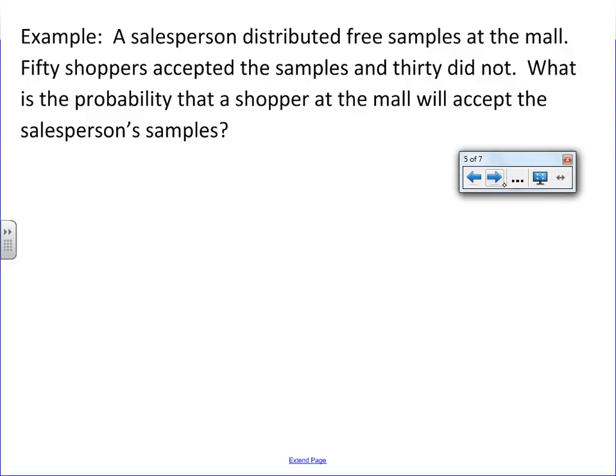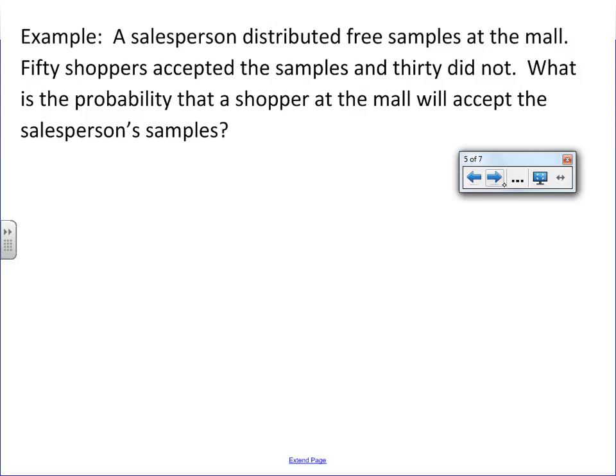A salesperson distributed free samples at the mall. 50 shoppers accepted the samples and 30 did not. What was the probability that a shopper at the mall will accept the salesperson's samples? So you see these people whenever you walk through Walmart, they're giving you little food samples because they want you to buy their product. Okay, so the same thing happens at the mall.